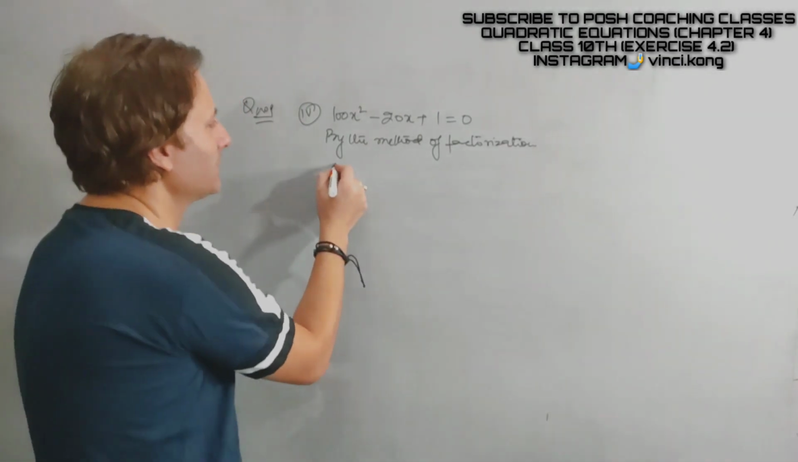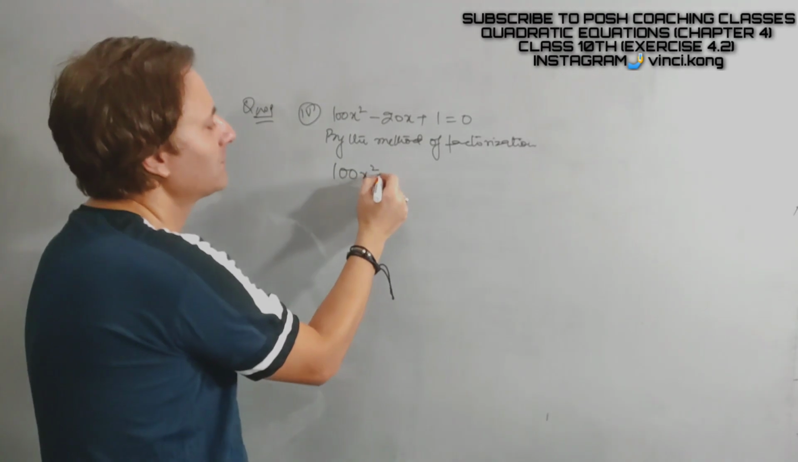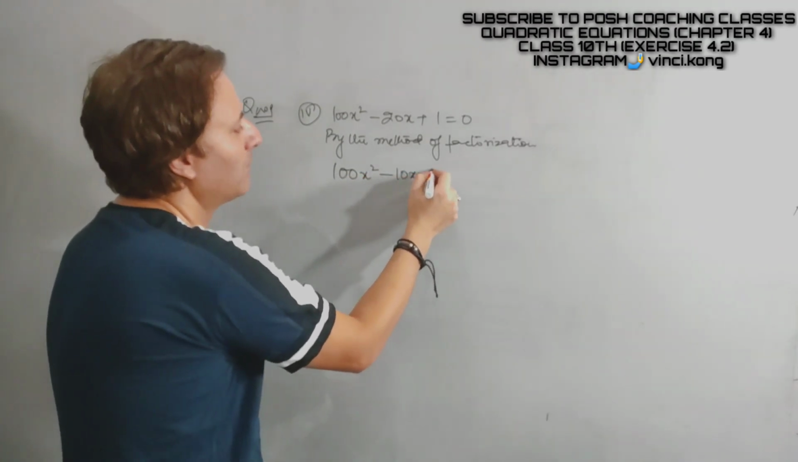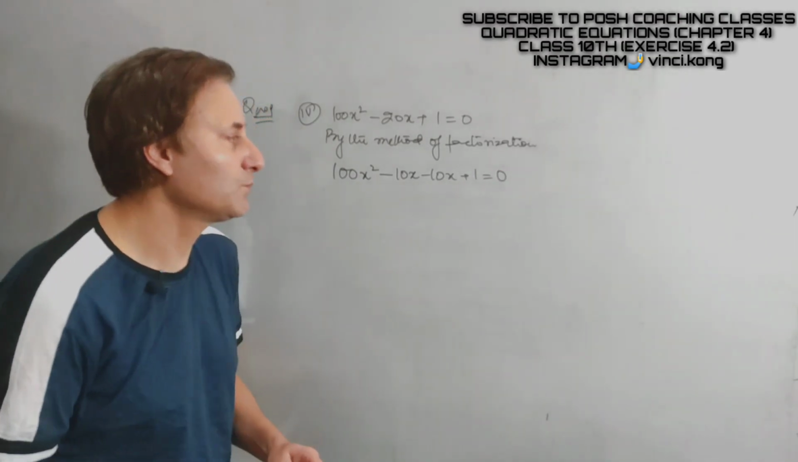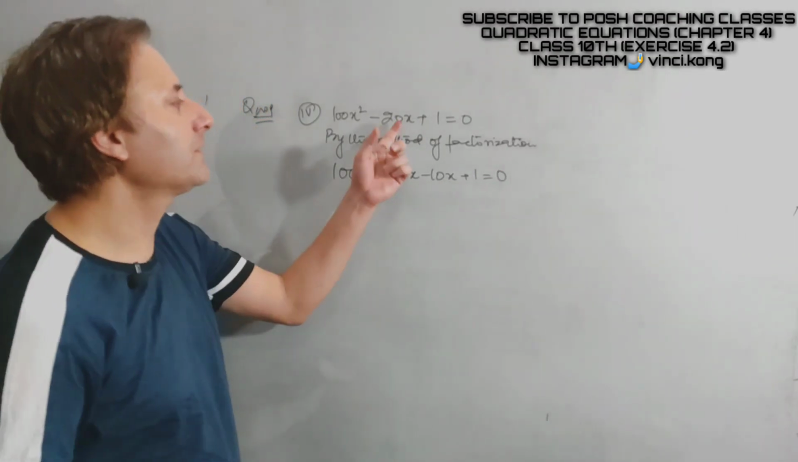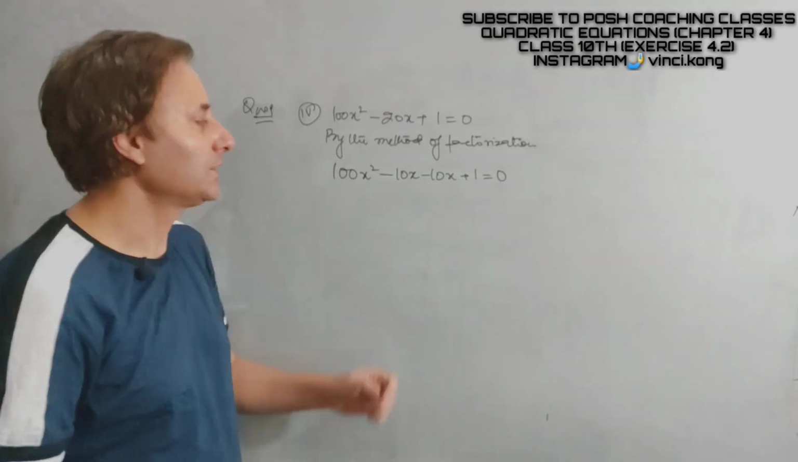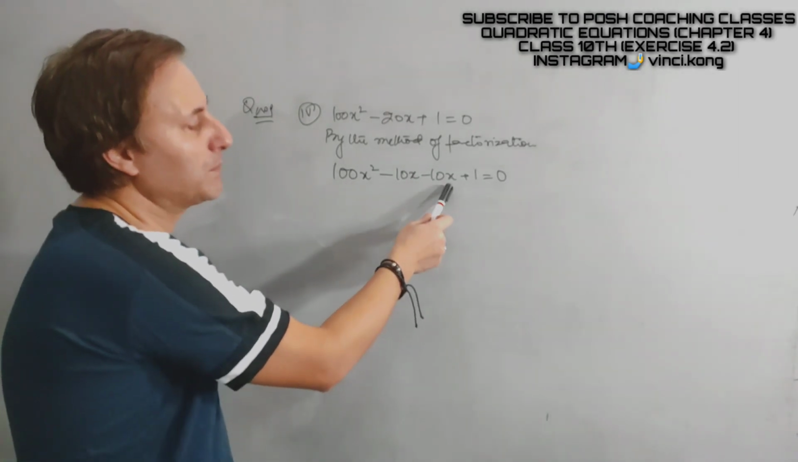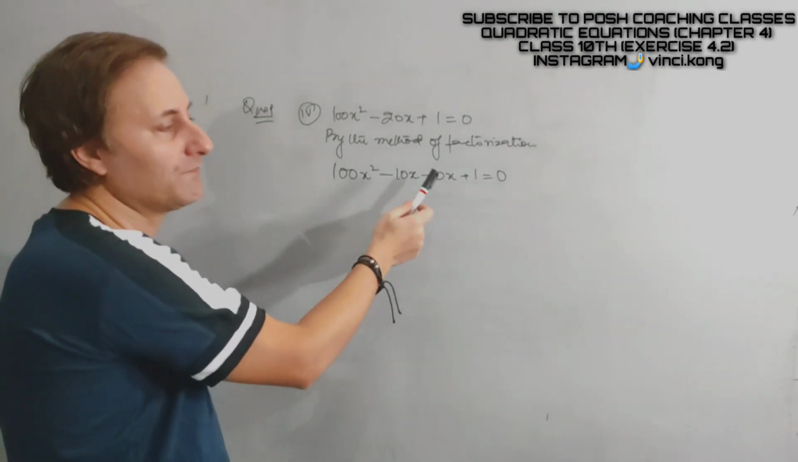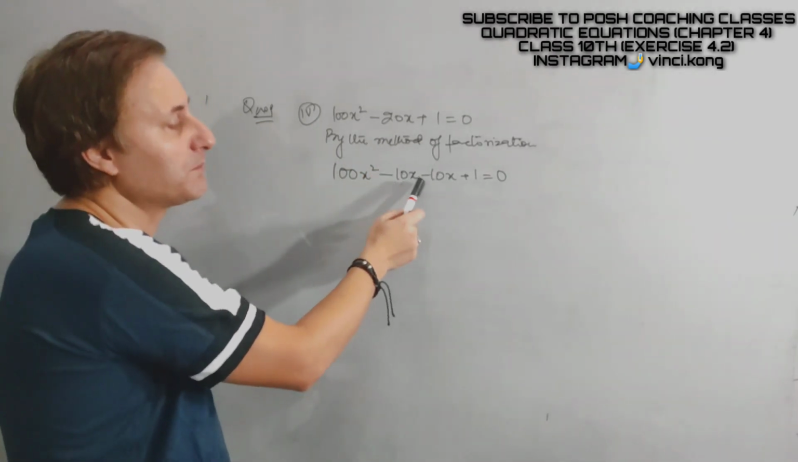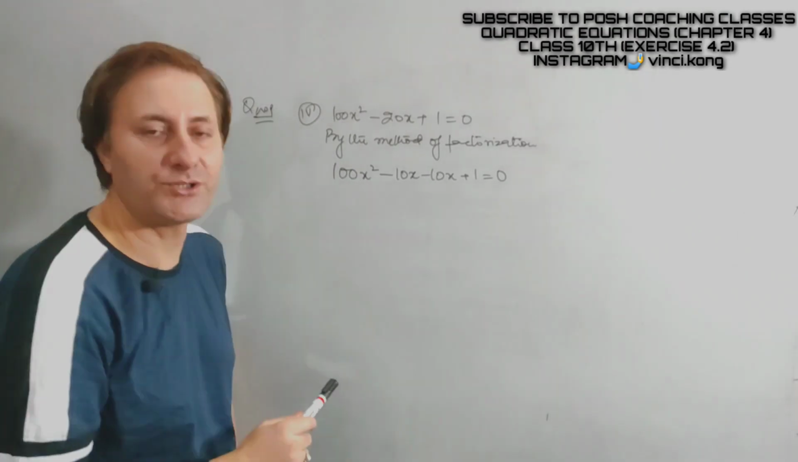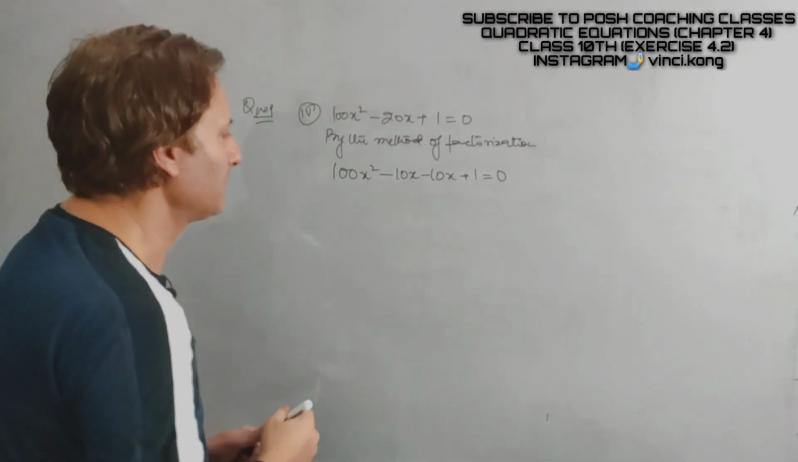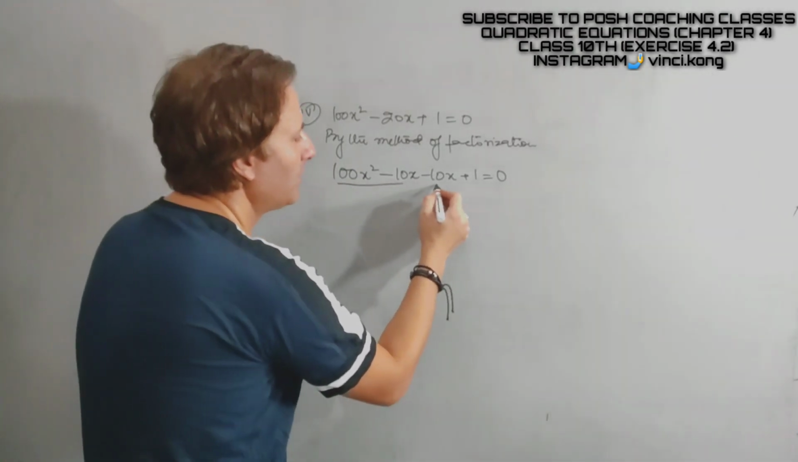So now let's see. It's 100x squared minus 10x minus 10x plus 1 equals to 0. So see what I did. I bifurcated 20 into 10 and 10. Now what do I have? I have minus 10x and minus 10x. Both are negative, so they will be added and it becomes minus 20x. And if I multiply 10 with 10, I will get 100. So I'm done here.